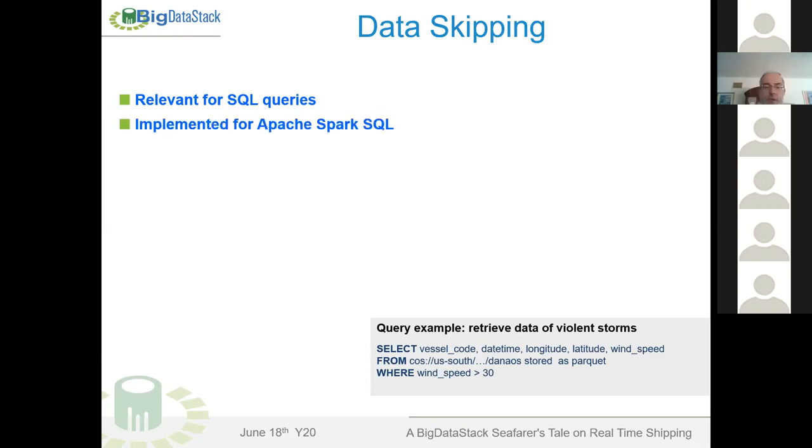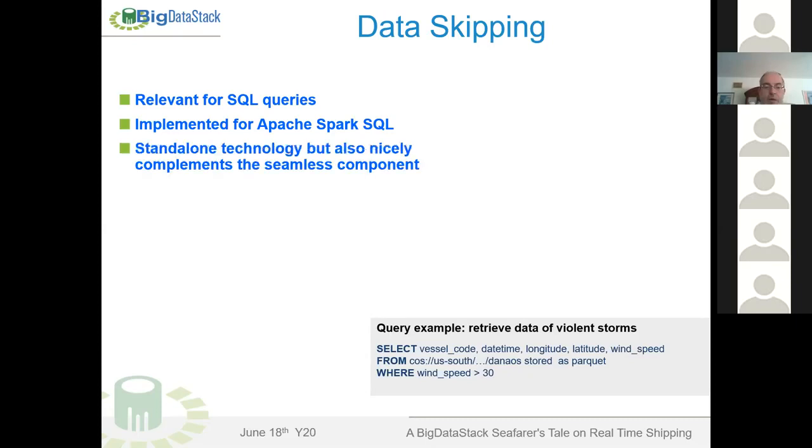This technology has been implemented for the Apache Spark framework, but it could be in fact implemented with other frameworks. So this is a standalone technology, but on the other side, it nicely complements the seamless component, since the performance of object storage is obviously less good than the LeanScale database on retrieval. So making things quicker is very important.